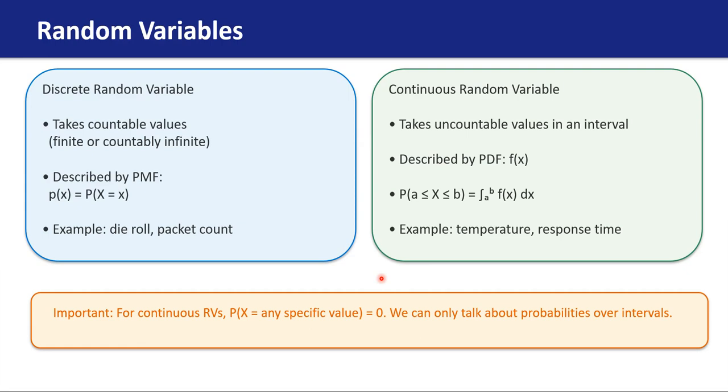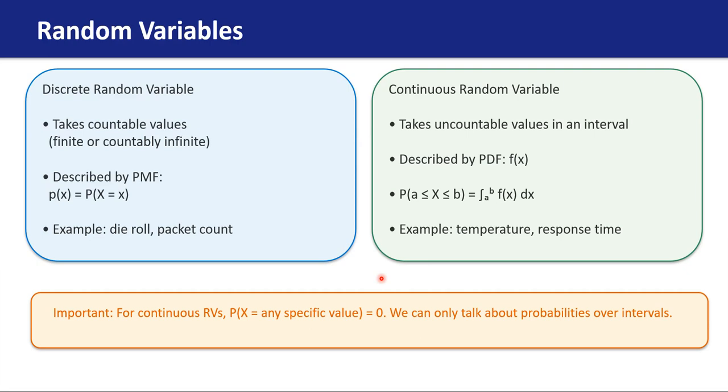X can be 2 through 12. Also, for another example, measuring server response time can also be a random variable. X is the time in milliseconds. In this case, X is a random variable showing the time in milliseconds.